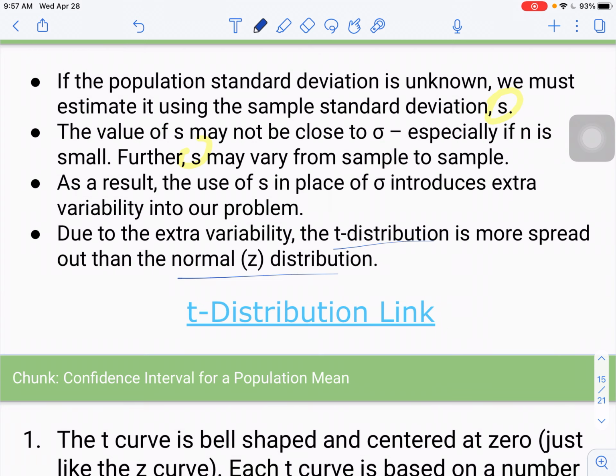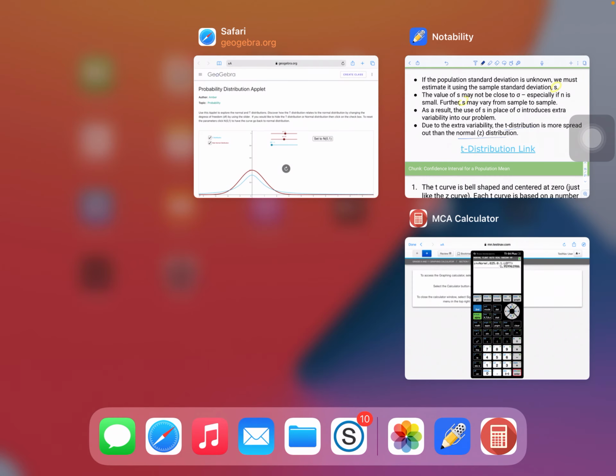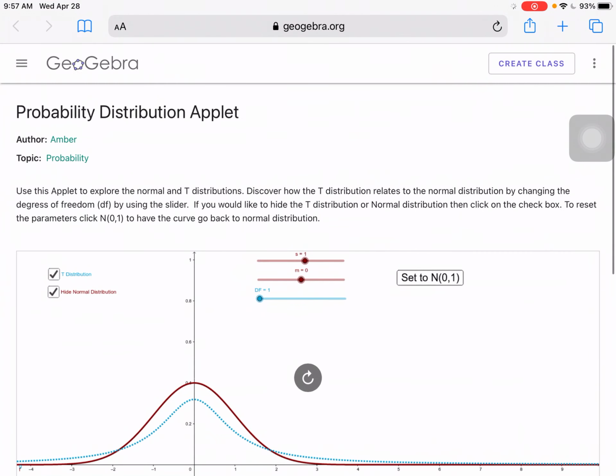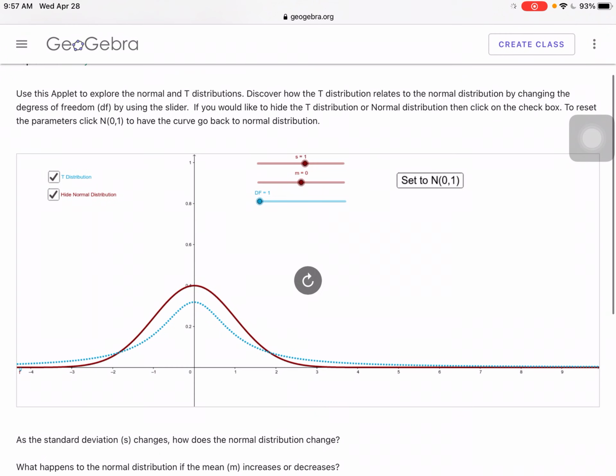You can play with this little applet, but I'm going to show you this now. So I'm going to pop this up. All right, so what I have here are two distributions. The red distribution here is the normal distribution, so the one that we're used to using. And then the T-distribution is this dotted blue one. We can see right now it is more spread out. But the T-distribution relies on the sample size and a new calculation which we call degrees of freedom.